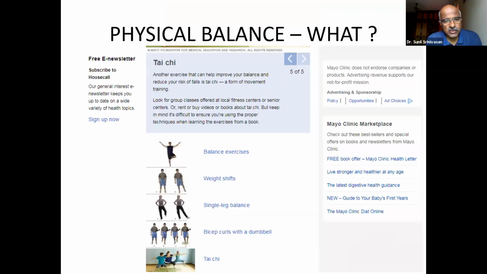And how do you improve your balance? I went to the Mayo Clinic site, which advocates graded steps like balance exercise, weight shift, single leg balance, with weight, and finally Tai Chi. These are the 5 methods advocated by Mayo Clinic. And since I am a Tai Chi instructor, I will talk about it slightly later. All this is available on the net.